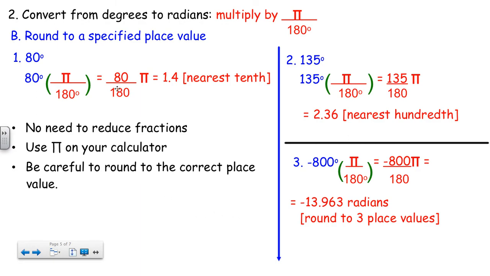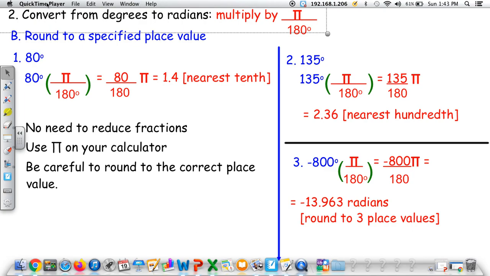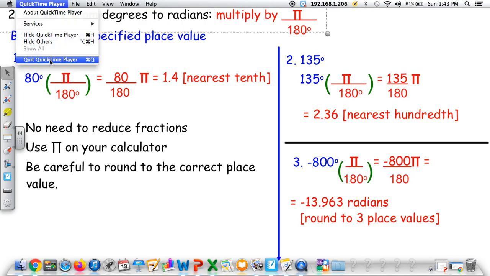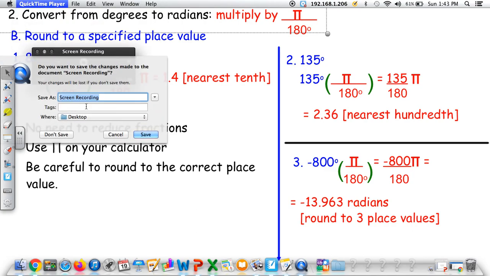Okay, so that is the end of converting from degrees to radians, radians to degrees. So one last thing we need to do is to do coterminal angles, which I briefly talked about. So I'm going to save this guy.